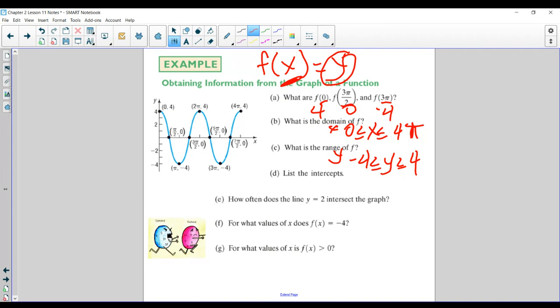All right, how often does the line y equals 2 intersect the graph? If I draw a line straight across here at 2, I hit the graph 1, 2, 3, 4 times. All right, for what value of x does f of x equal negative 4? Again, this is the y coordinate on that, negative 4. So when y equals negative 4, there are 2 instances in this case, at pi and at 3 pi.